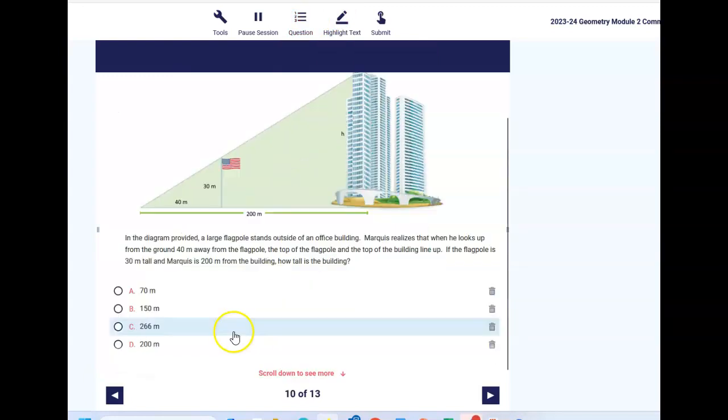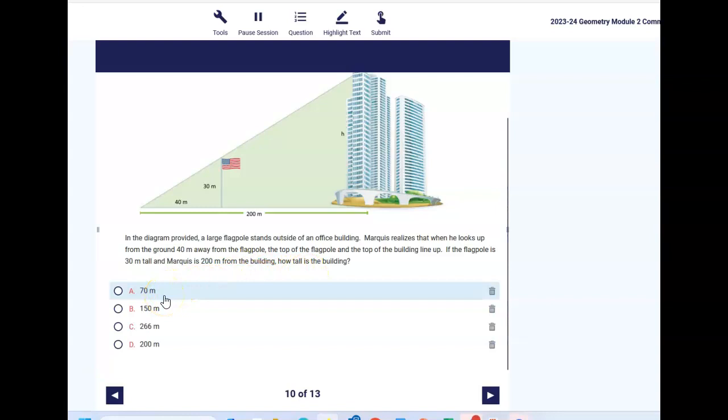Question 10. In the diagram provided, a large flagpole stands outside of an office building. Marquise realizes that when he looks up from the ground, 40 meters away from the flagpole, the top of the flagpole and the top of the building line up. If the flagpole is 30 meters tall and Marquise is 200 meters from the building, how tall is the building?